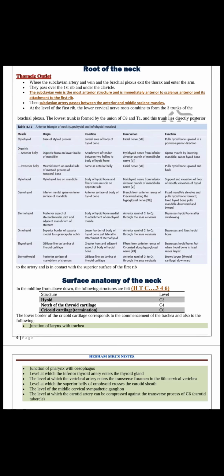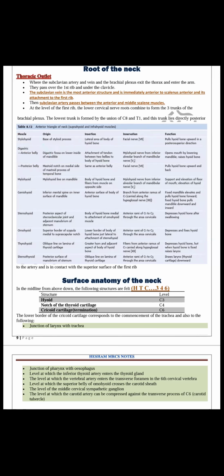Then you have the mylohyoid muscle. This is the most important one. And the other muscles are infrahyoid muscles and supplied by the ansa cervicalis, except the thyrohyoid muscle. I said it takes origin from C1 and the hypoglossal nerve, C1 and hypoglossal nerve.